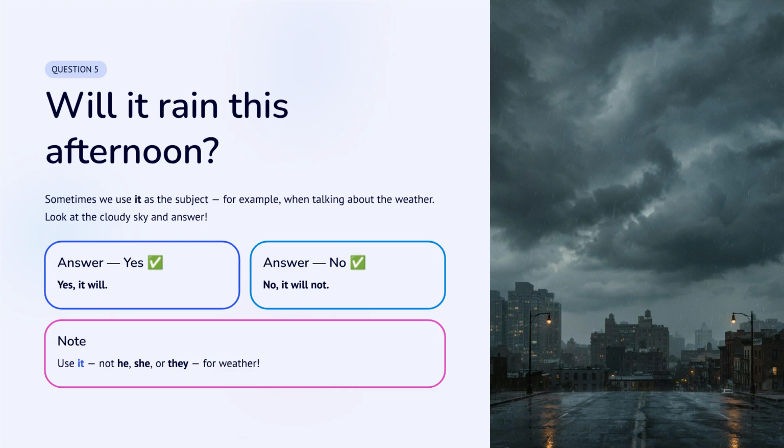Question 5. Will it rain this afternoon? Sometimes we use it as the subject, for instance, when talking about the weather. Look at the cloudy sky and answer. For yes, yes, it will. For no, no, it will not. Important note: always use it, not he, she, or they, when talking about the weather.